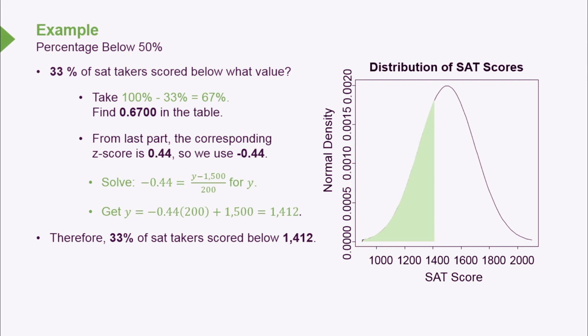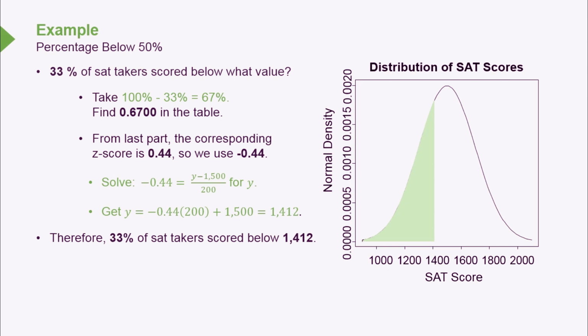Remember from the previous example that the z-score corresponding to that was 0.44. But now we're interested in negative because the percentage is below 50. So we're looking for the SAT score that corresponds to a z-score of negative 0.44. So we'll solve the equation negative 0.44 equals SAT score minus 1500 over 200, and we're going to solve that for the SAT score. What we get out then is 1412. So we find that 33% of SAT takers scored below 1412.